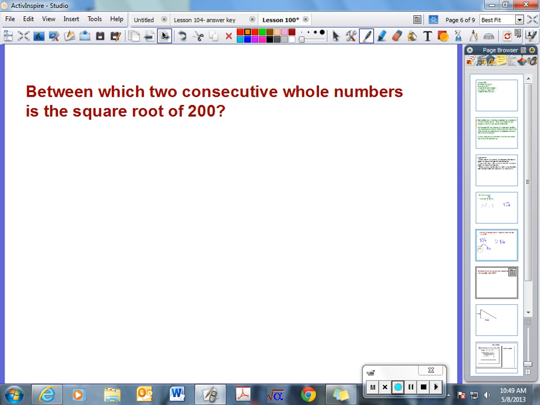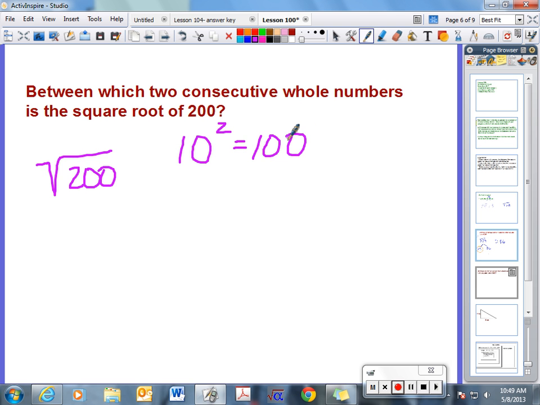All right, here's another one. What if I had to find the square root of 200? Between which two consecutive whole numbers would the square root of 200 be? All right, this is one you're going to need to narrow down a little bit. We know that 10 squared is 100. And we know that 20 squared is 400. So it's somewhere between 10 and 20. Now, looking at 100 and 400, 200 is definitely closer to the 10 than it is to the 20. So let's try 15. If you know what 15 squared is, it is actually 225.